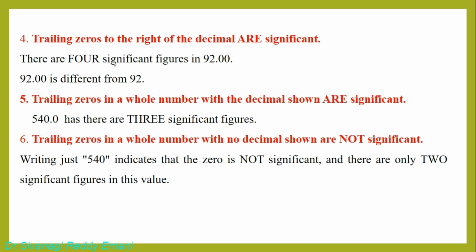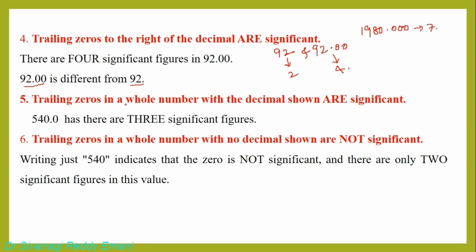Next, trailing zeros to the right of the decimal are significant. In textbooks we will see this: generally we think 92 and 92.00 are the same. Value-wise both are the same, but when it comes to significance, they are different. This has two significant figures and this has four. So 92.00 and 92 are not the same according to the significant figure rules. We have to be careful whenever we are writing.